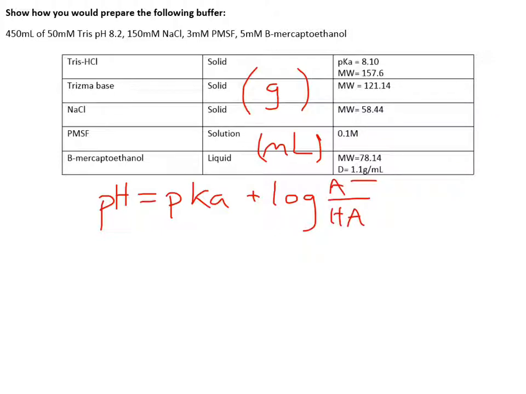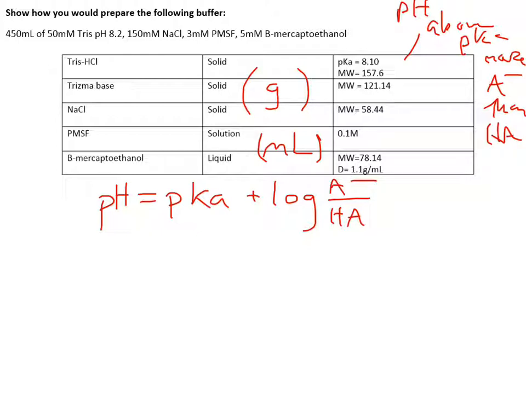Now, of course, I like to do a little bit of intuition before I start this. Looking here at Tris, the acid form has a pKa of 8.1. We are above the pKa. Our pH is above the pKa, I might want to say. And therefore, we need more A than HA.